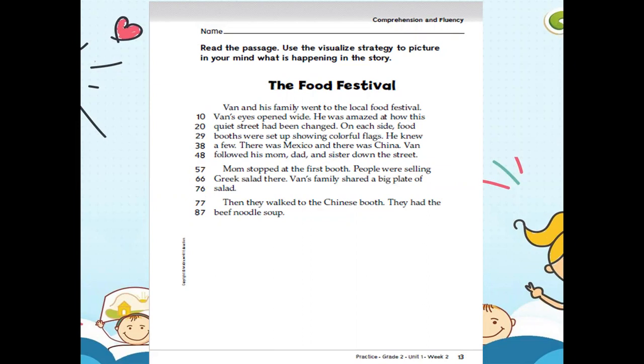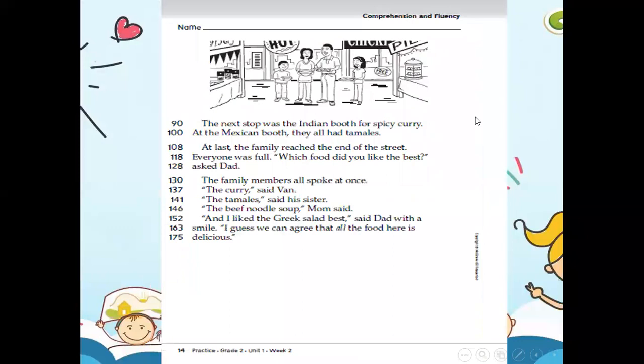So, in the first booth, they ate a big plate of salad. This is the first one. Then what did they do? Here it's the first booth, but it's the first step also. Then they walked to the Chinese booth. What did they eat there? They ate beef noodle soup. Now turn your page to see what happened next. The next stop was the Indian booth for spicy curry.